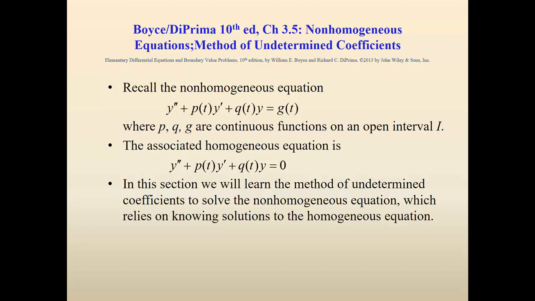Remember that when we're talking about second-order systems, the general form for a second-order differential equation is y double prime plus p of t y prime plus q of t y is equal to g of t. Mostly we've been solving the homogeneous equation. Today, though, we're going to start trying to answer the question: what do I do when the right-hand side is non-homogeneous, so that there is a g of t term that is non-zero?